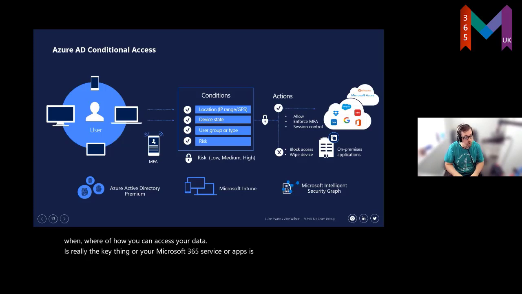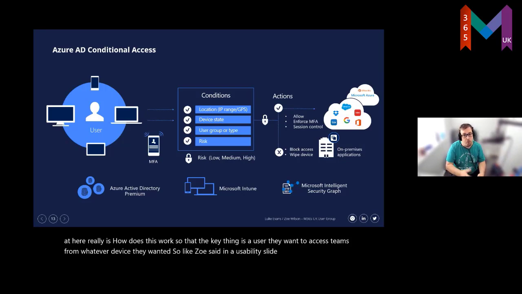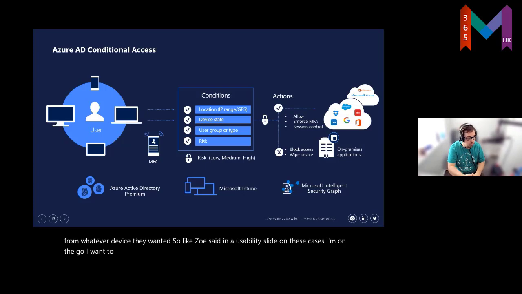So what we're looking at here really is, how does this work? The key thing is a user wants to access Teams from whatever device they want. Like Zoe said in her usability slide, one of the use cases is I'm on the go, I want to access Teams, and say I'm on a mobile device, for example. What we're really looking at is the different conditions that allow or reject access to our 365 services.